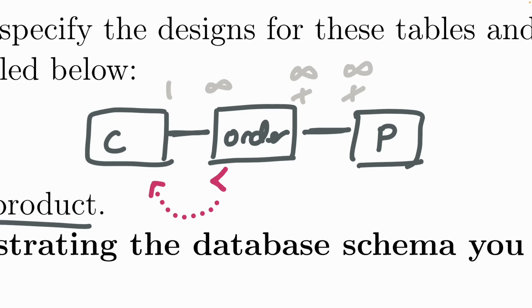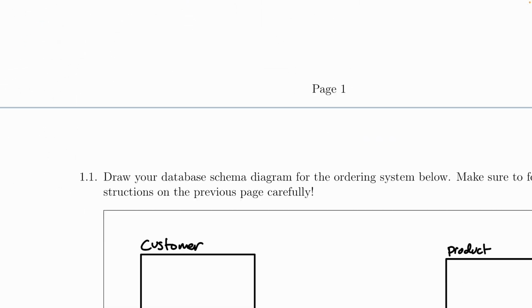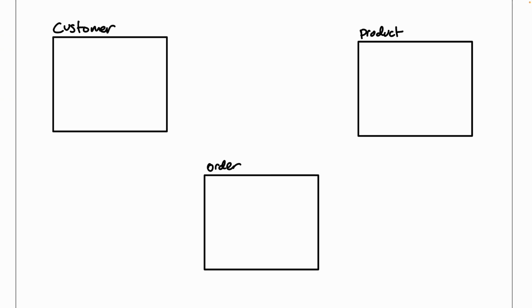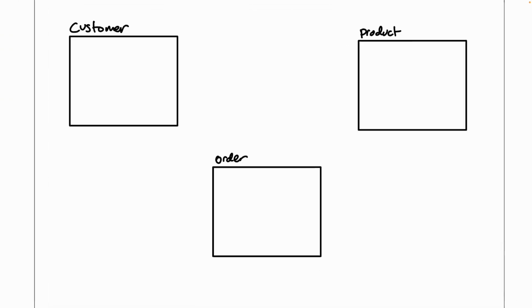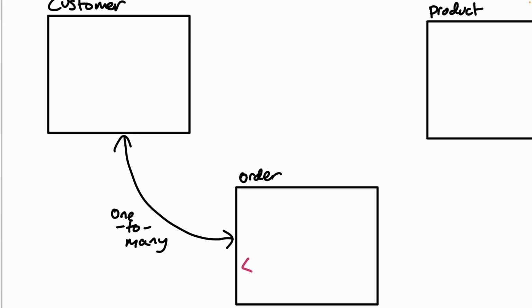So this is kind of a rough sketch, and now we can go and actually draw this out. So we have a customer, product, and order table. And we said that between my customer and order table, I have a one-to-many relationship. And I have a foreign key in my order table, so I can mark that I have a foreign key, and this is going to point to my customer table.